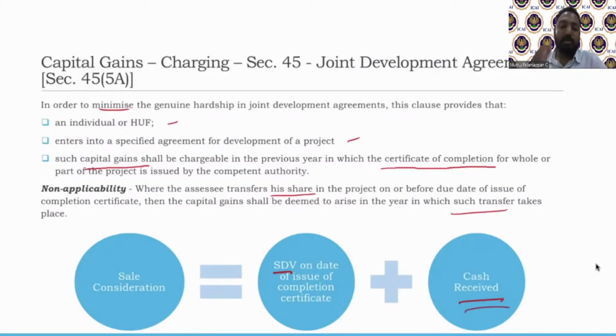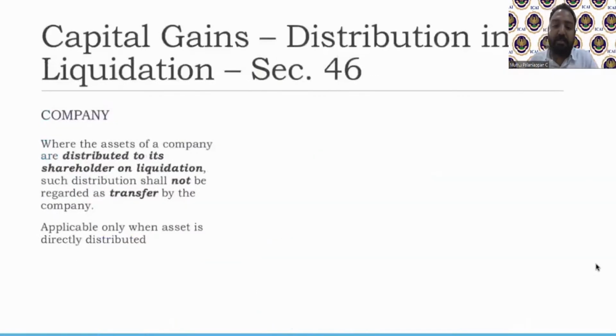And then we discussed this joint development agreement, where when an assessee, that is an individual or HUF, enters into a joint development agreement, it is taxed in the year in which the certificate of completion is issued or the share is transferred, whichever is earlier. So what will be the sale consideration? It will be your stamp duty value on the date of issue of completion certificate or the cash receipt, whichever is earlier. So that's all about section 45. We'll move on to the next section, section 46.